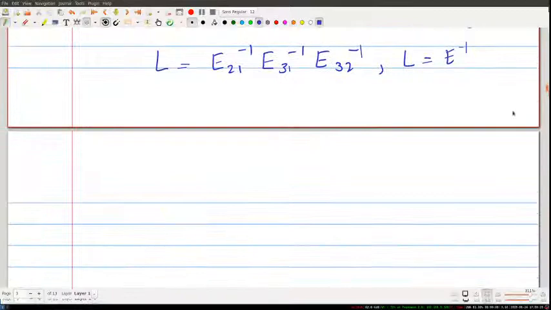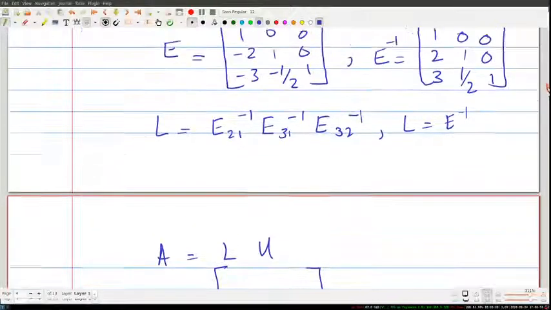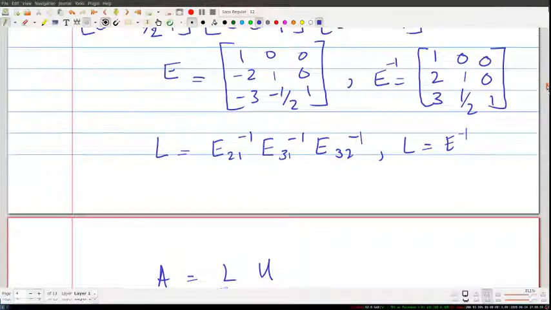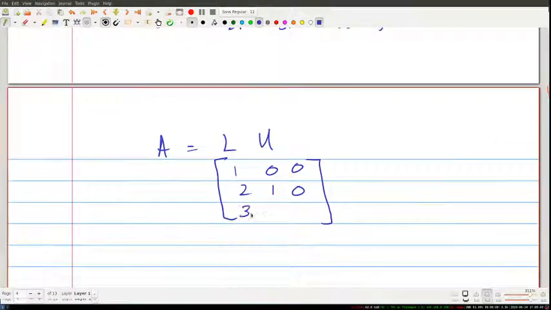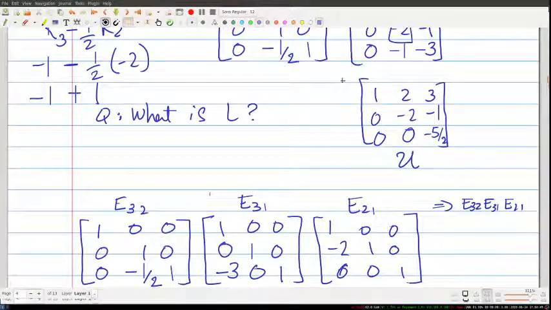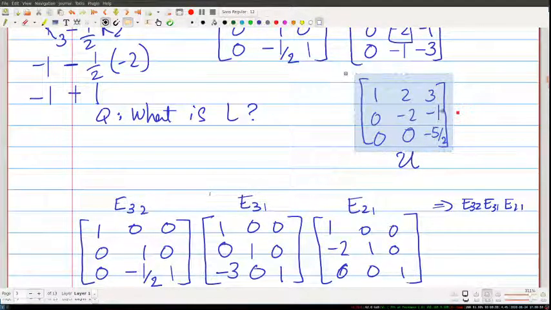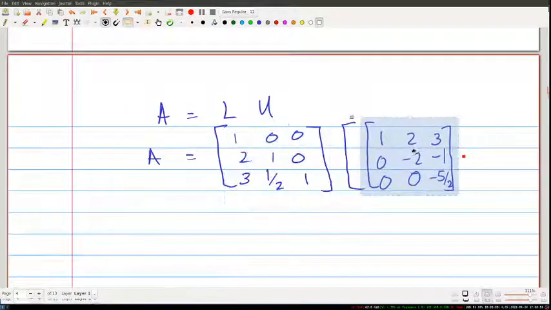So A is equal to L times U, and the matrix L has become this matrix. So 1 0 0, 2 1 0, and 3 half 1. And the matrix U is actually this matrix that we found here. Let's copy and paste this right here. Okay.